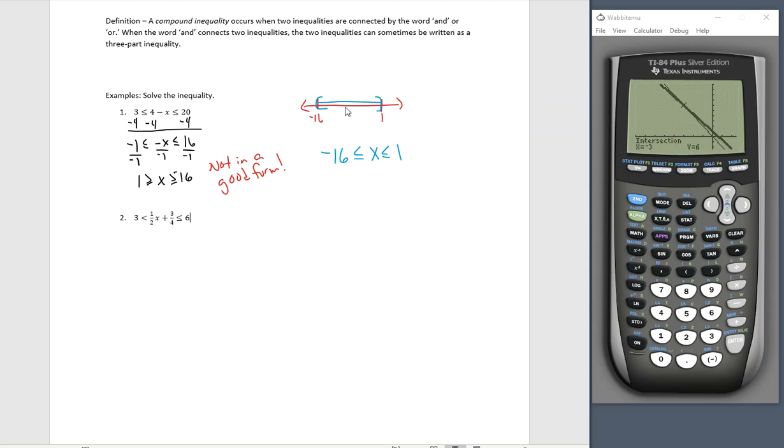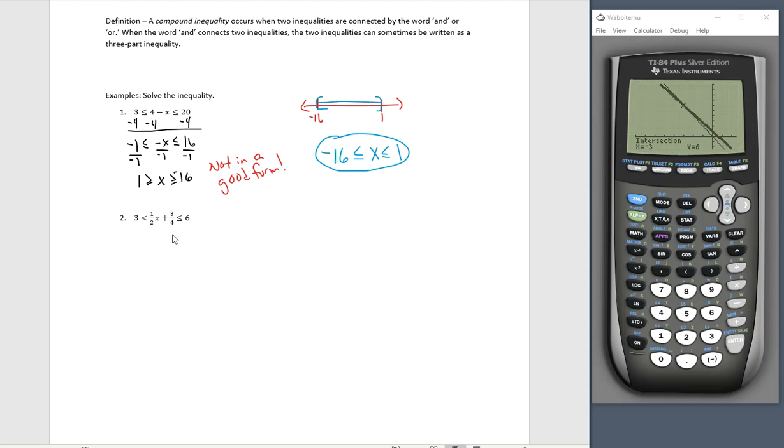All right, so it's compound, it's in between the values. So this answer, 1 greater than or equal to x greater than or equal to -16, is not going to fly. Your compound inequality should always be written with less thans. If greater thans happen, we need to rewrite the order.